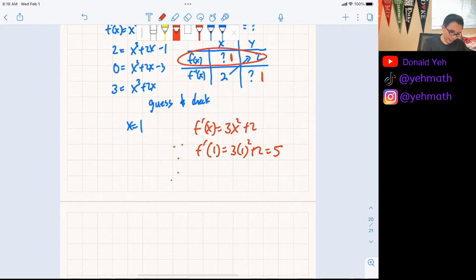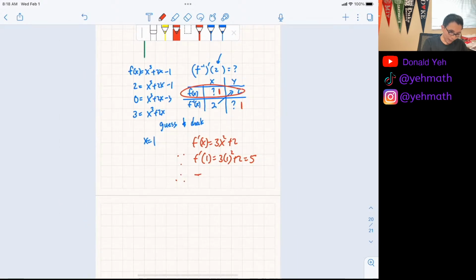Then guess what? Therefore, f inverse prime of 2 is equal to 1/5. It's the reciprocal of that. Is that cool? I never found out what the inverse function is. Honestly, don't care. f inverse prime at 2 is equal to 1/5, because we know f prime at 1 is 5. Got it? Yes.